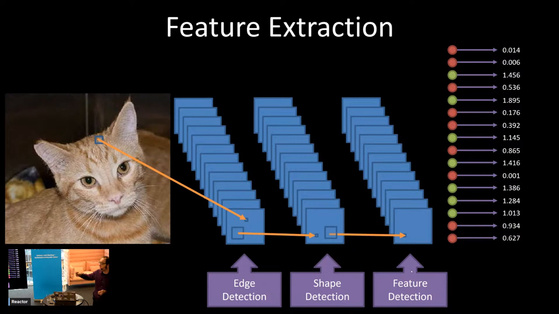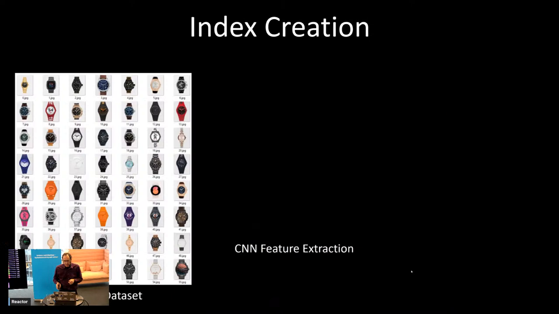And this is what Spotify Annoy is able to do really, really quickly. So what we can do with Spotify Annoy is to be able to create an index. Now, we've got our pre-trained network. And we've got our data set. And in one of the examples I'm going to be looking at is finding similar watches.